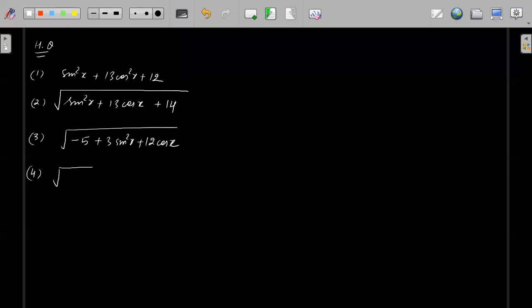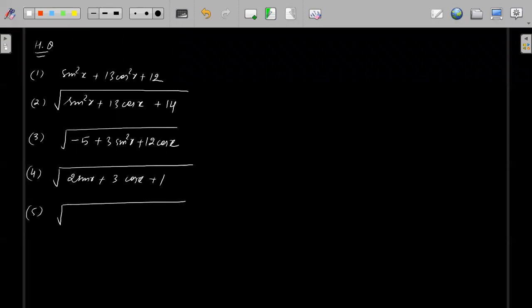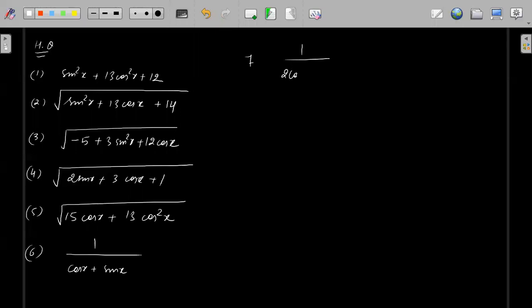Fourth is under the root 2 sin x plus 3 cos x plus 1. Fifth is under the root 15 cos x plus 13 cos square x. Sixth is under the root 1 by cos x plus sin x. Seventh is 1 by 2 cos x plus 3 sin x.